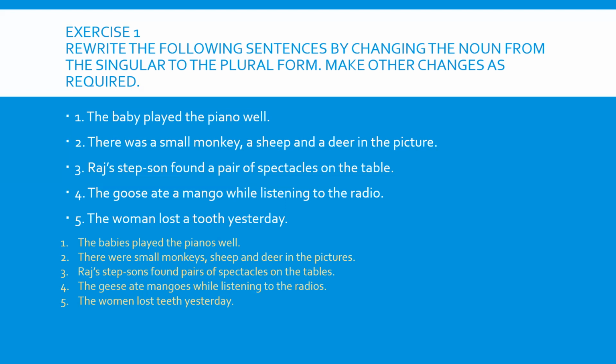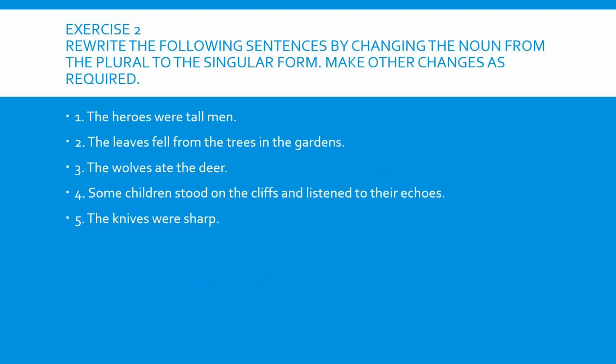Fine. One more exercise for today. This time, you rewrite the sentences by changing the noun from the plural to the singular form, to the opposite. And don't forget, make other changes as required. The heroes were tall men. The leaves fell from the trees in the gardens. The wolves ate the deer. Some children stood on the cliffs and listened to their echoes. The knives were sharp.